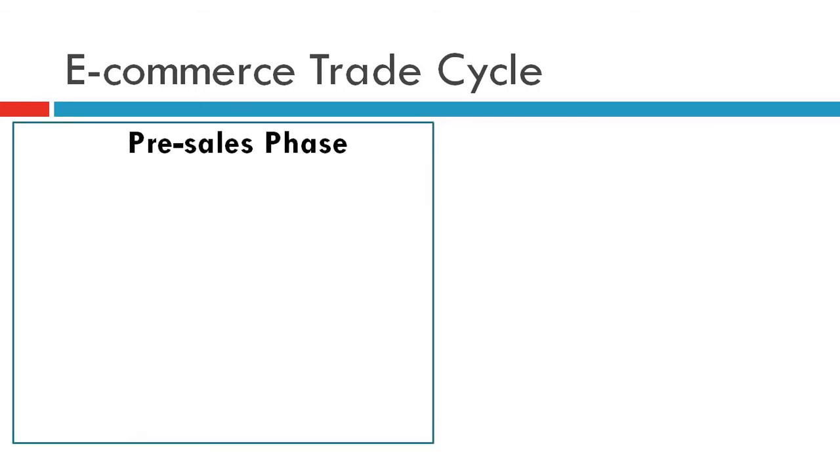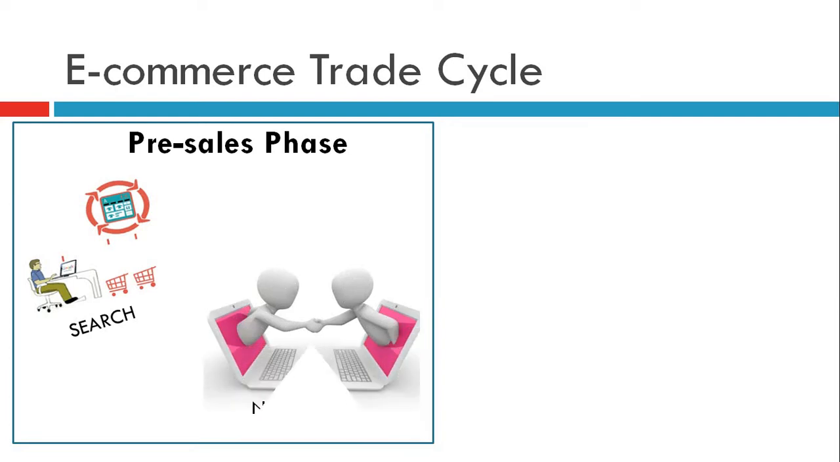First phase, pre-sales. Now, pre-sales consists of 2 steps. The first step is search phase. In search phase, the customer is going to search for the required product on the website. And after the product comes the next step, that is the negotiate phase. In this negotiation phase, the customer is going to find the product which is of good quality and at a cheaper rate from the different suppliers. After finding the product, the person is going to agree to the supplier's terms.